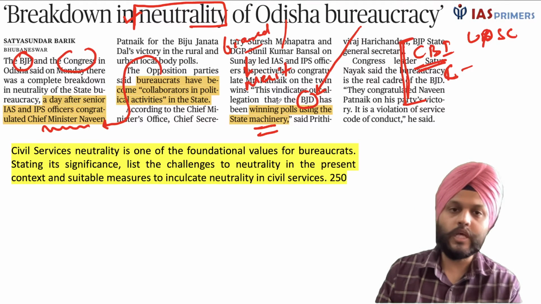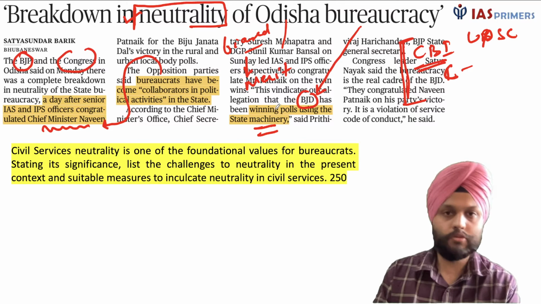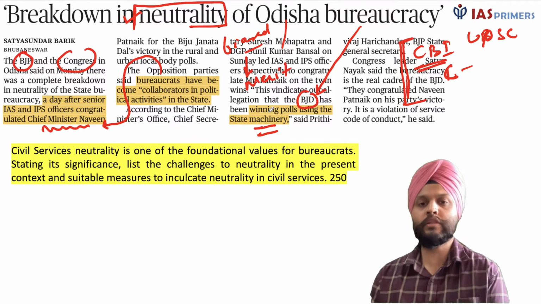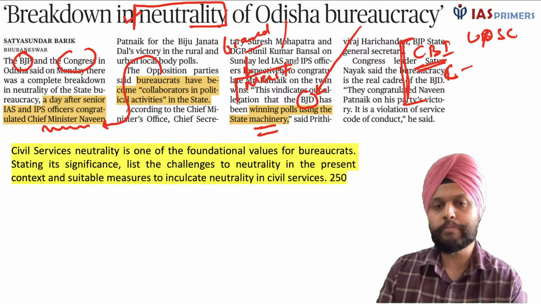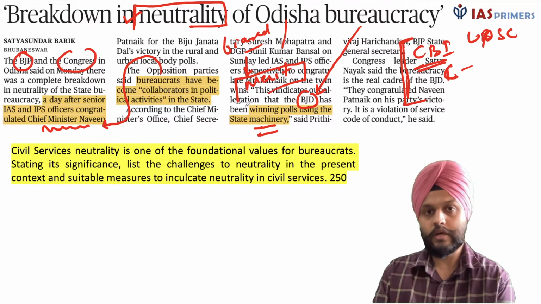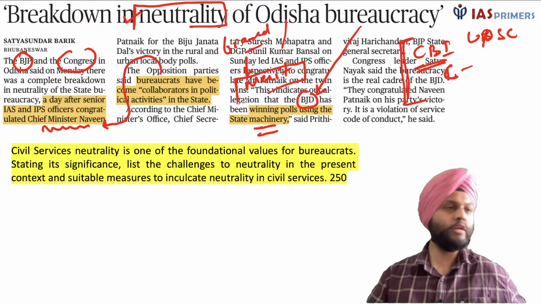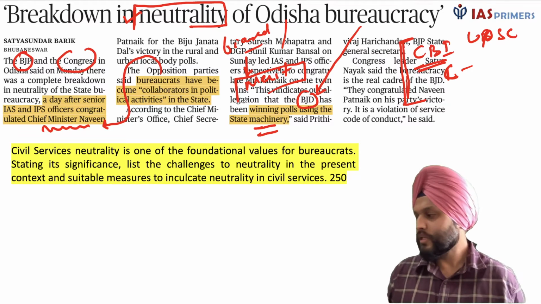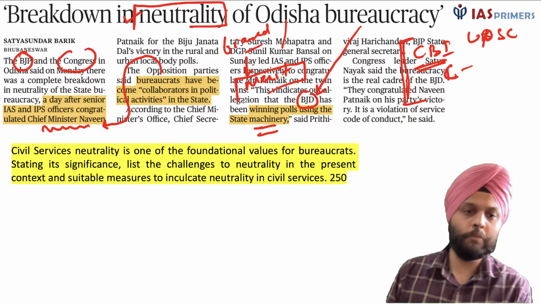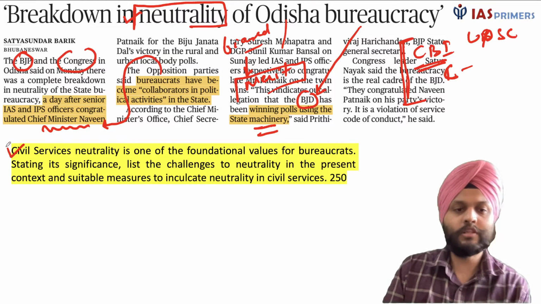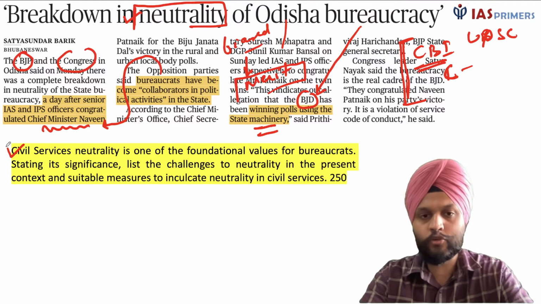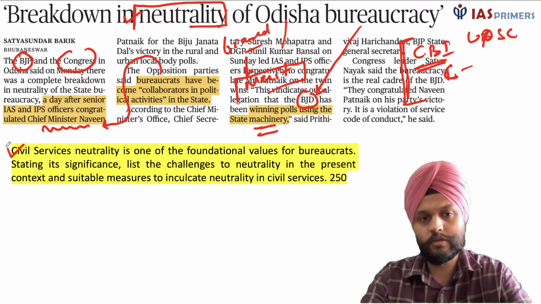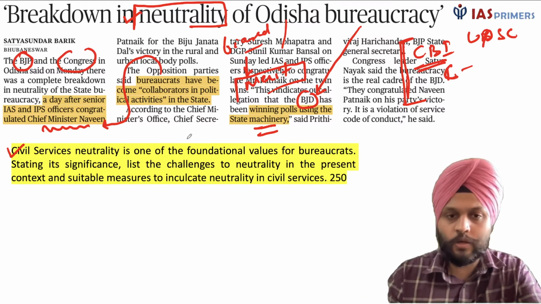And this has a demoralizing effect on the governance and maybe on the colleagues also. And there is hardly any incentive for merit as a promotion criterion. And at the end of the day, the people themselves suffer. So these are certain concerns over here. Now comes the question. Civil services neutrality is one of the foundational values for bureaucrats. One of the foundational values.